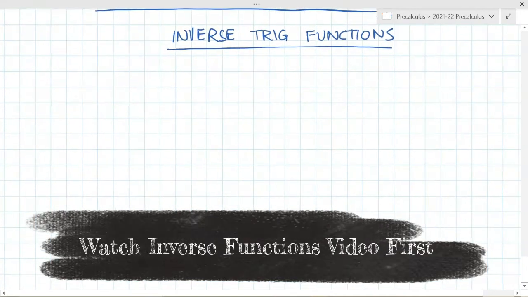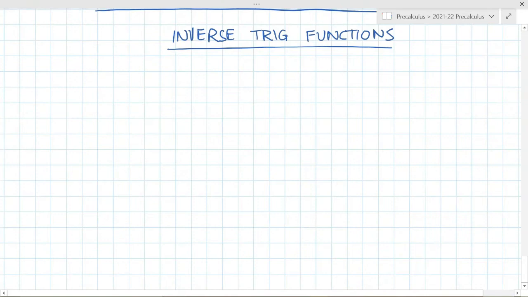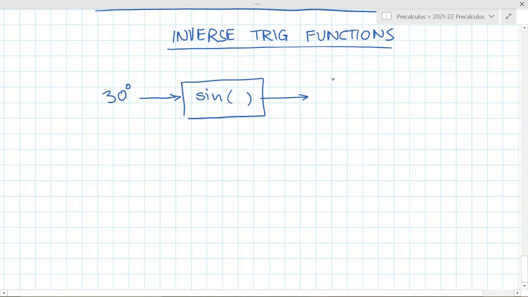So we'll spend some time understanding what inverse functions are and then what inverse trig functions are. But first, let's look at the essential idea, right? If I know my angle is 30 degrees, and I want to find what is sine of that, it's 1/2. This is what the trig ratios or the trig functions give us, right?